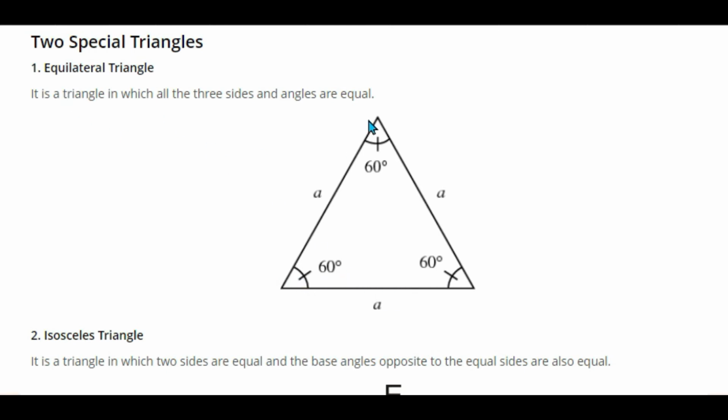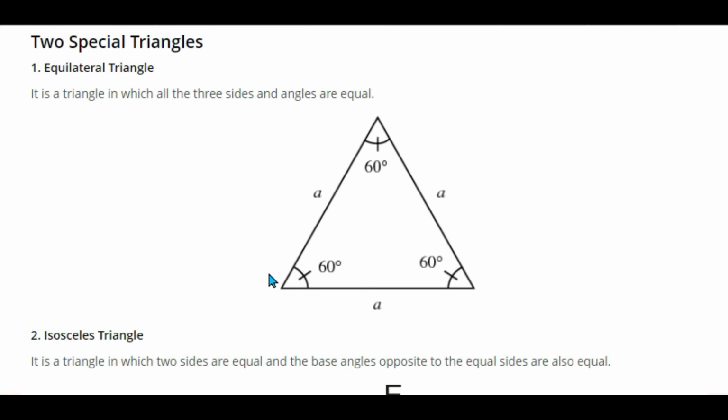What? First, all sides are equal. The measure of all angles equals 60 degrees. Okay, these two things. Next, their medians are also equal, and their medians are also known as altitudes. So median and altitude are both the same thing.